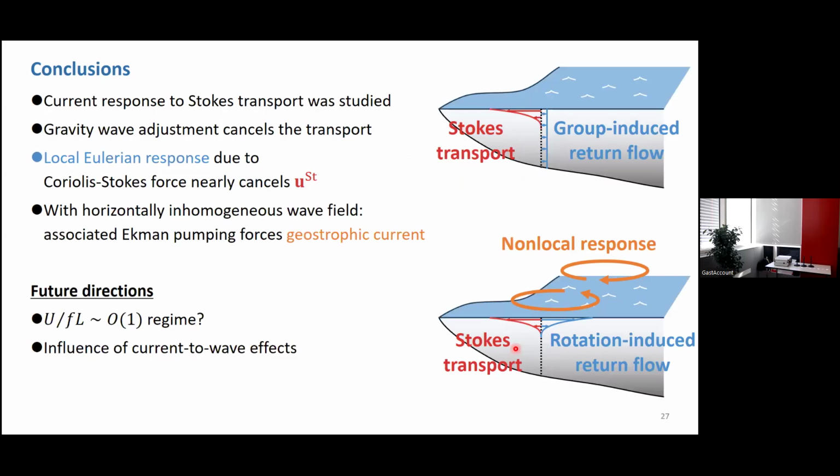So here's the conclusion. We studied the current response to the Stokes transport. First, the gravity wave adjustment cancels the transport. But if the forcing is sustained for a long time, the rotation effect comes into play, and it locally cancels the Stokes transport. But that's not everything. If the Stokes transport field is not homogeneous, it induces effective Ekman pumping to produce geostrophic current and topographic Rossby waves. And here are some random ideas about future directions.